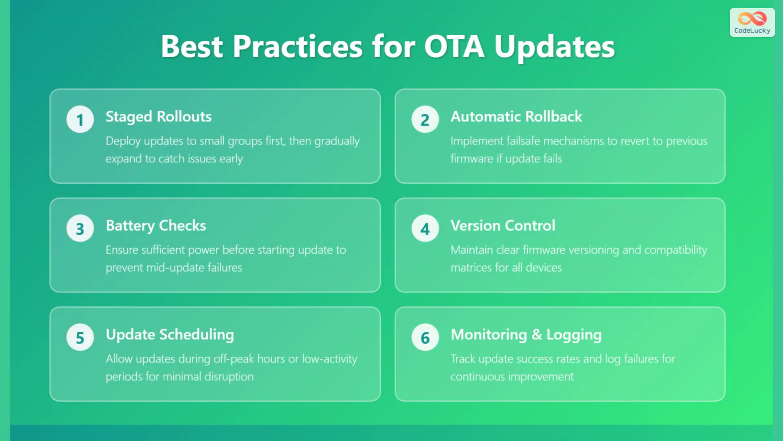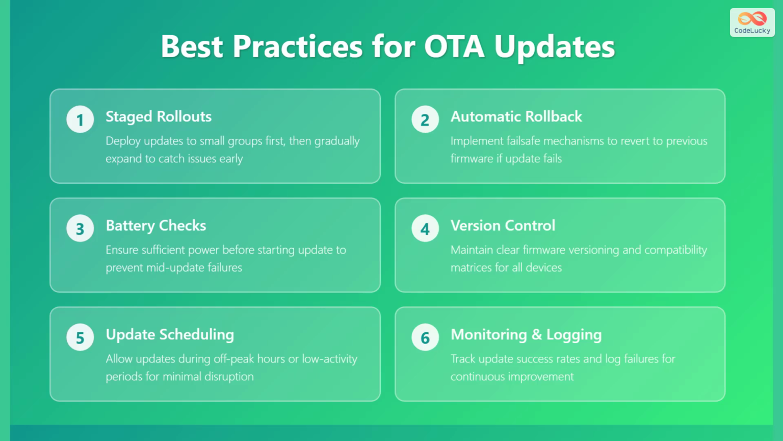Following best practices ensures successful and safe OTA deployments. First, use staged rollouts. Deploy updates to a small group of devices first, monitor for problems, then gradually expand to the full fleet. This catches issues before they affect all devices. Second, implement automatic rollback capabilities. If an update fails or causes problems, the device should automatically revert to the previous working firmware.